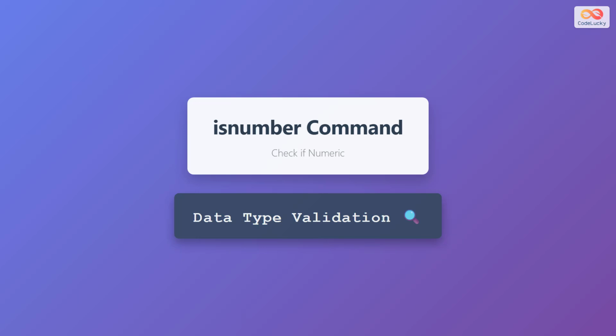Welcome to this tutorial on the isnumber command in Splunk SPL. The isnumber command is a powerful data validation function that helps you check if field values are valid numbers. This command is essential for data type validation and ensuring data quality in your Splunk searches. It returns Boolean results that you can use to filter, validate, or process your data based on whether values are numeric or not.